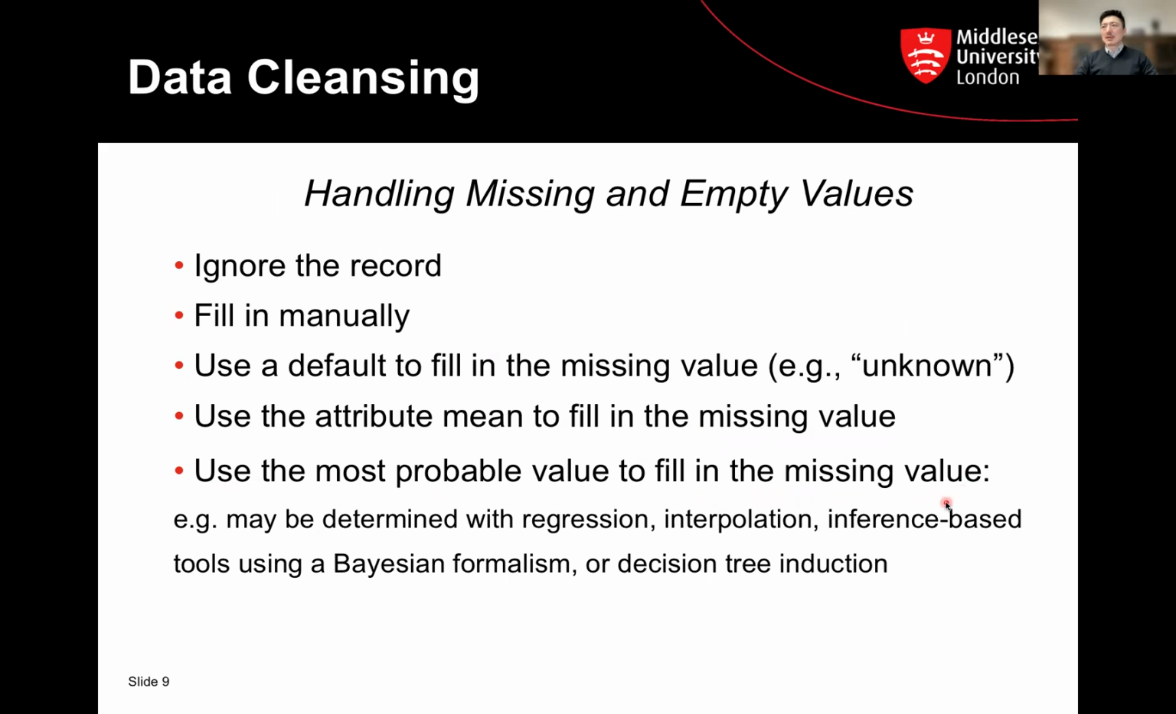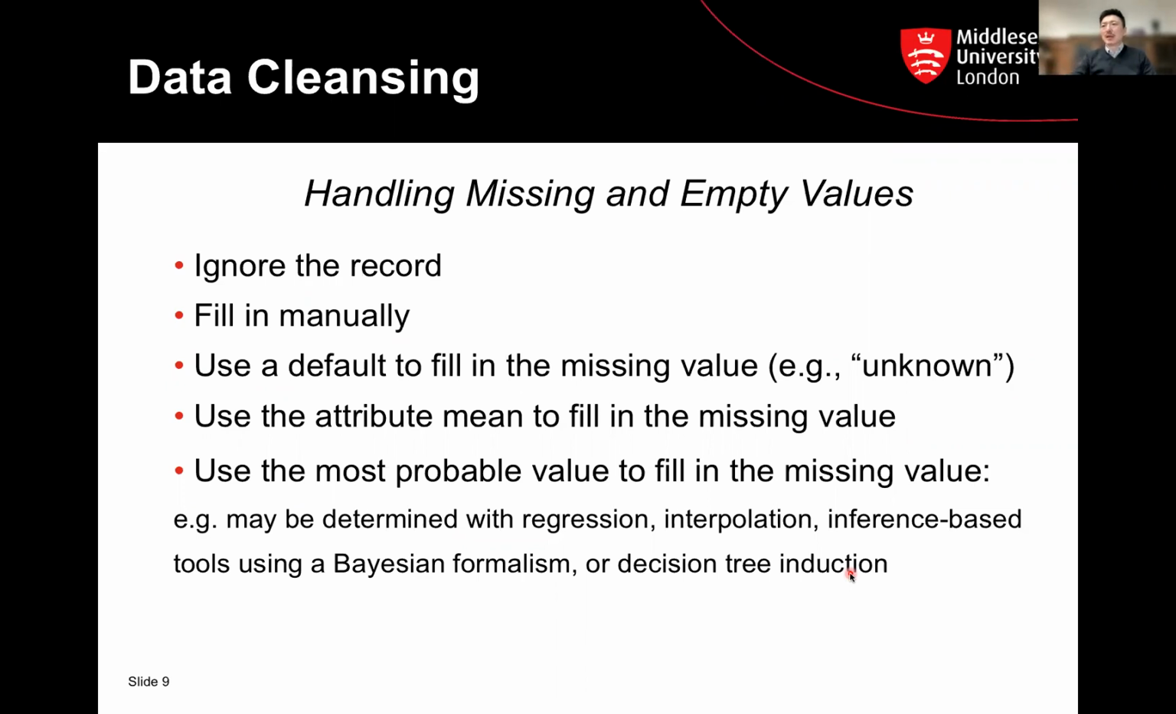Okay, and the next one is to use the most probable value to fill in the missing one. This one is similar to this. You want to somehow estimate or guess what the missing value is. Sometimes you might use a more advanced method, depending on the situation, compared to just using the average. So these are the ones we're going to cover later on, and not necessarily in data cleaning.